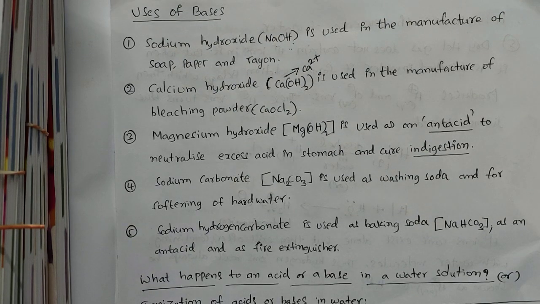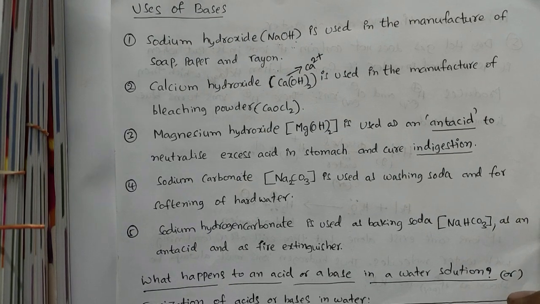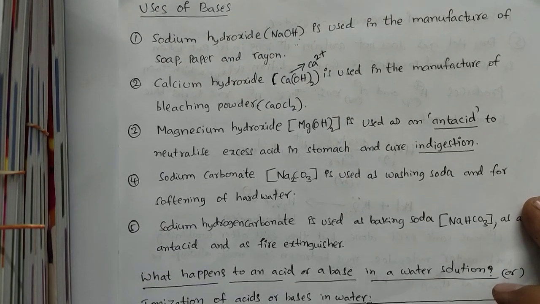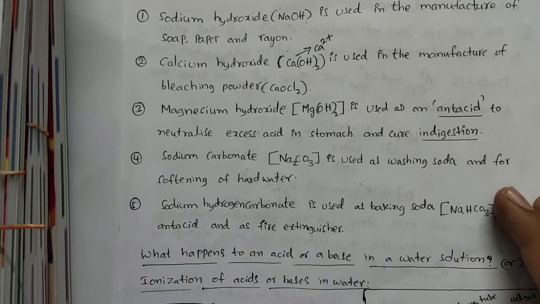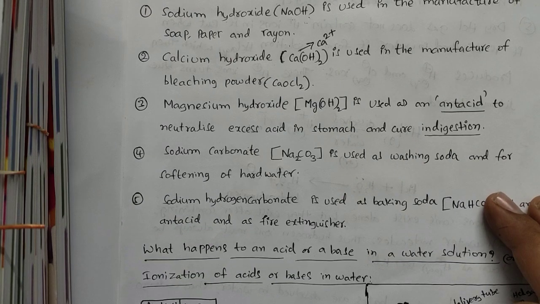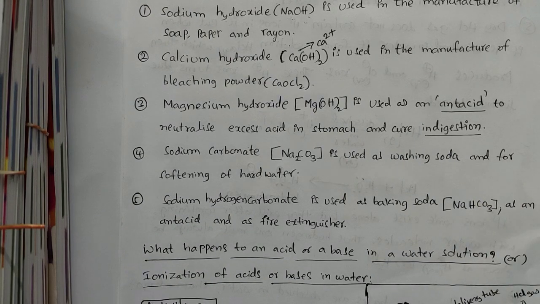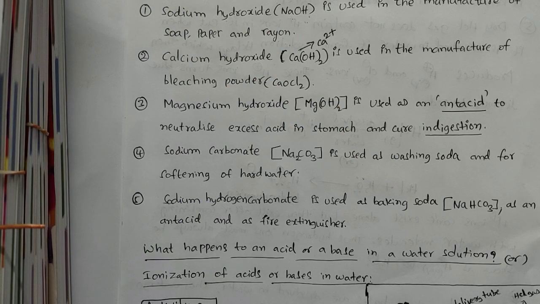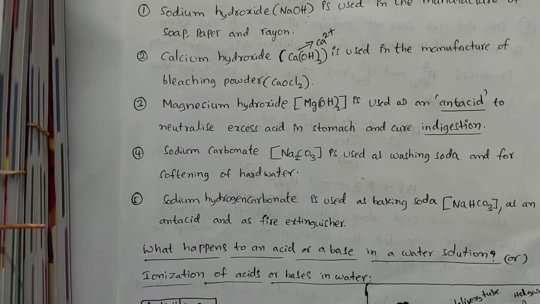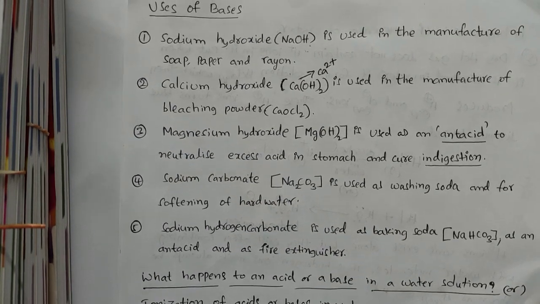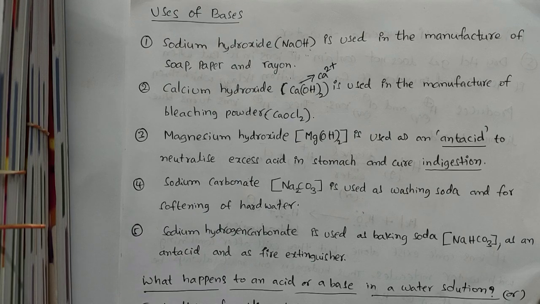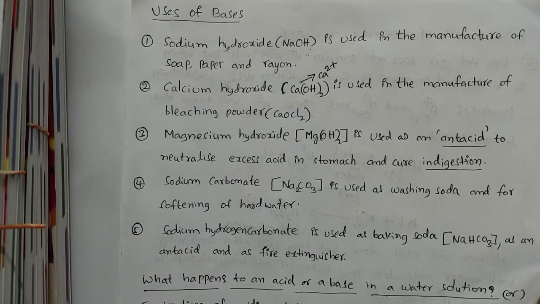Hi children. In the last class we discussed bases. We defined bases and discussed various properties of bases, and what all bases have in common, that is the OH minus ion. In this lecture we are going to continue with bases and also discuss the ionization of acids and bases in water.